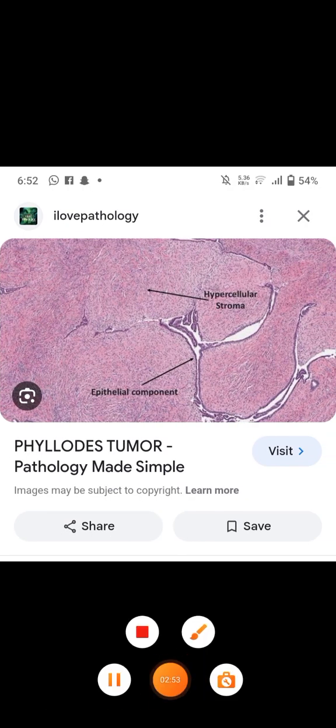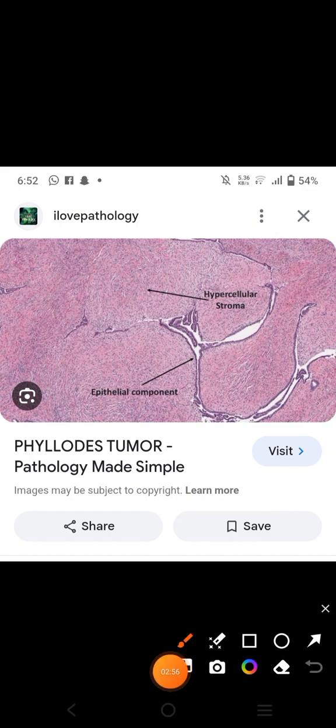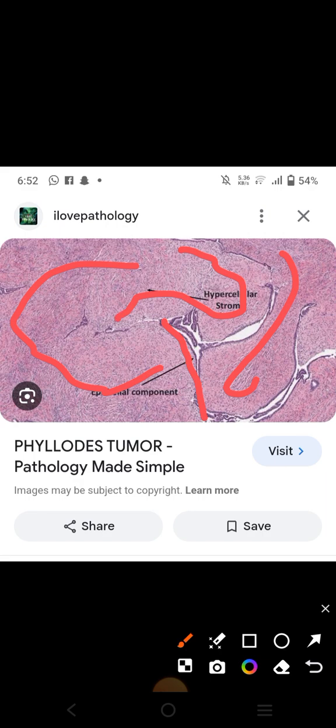Here you can see that mainly stromal hypercellularity is very prominent. Here you can see that stroma is hypercellular, and this is the epithelial component. Stroma is growing much faster. This stroma is growing towards this epithelial component, so that a leafy appearance has appeared.